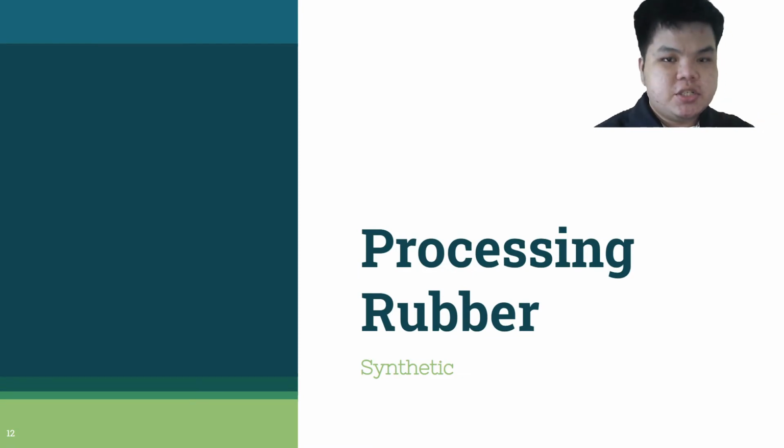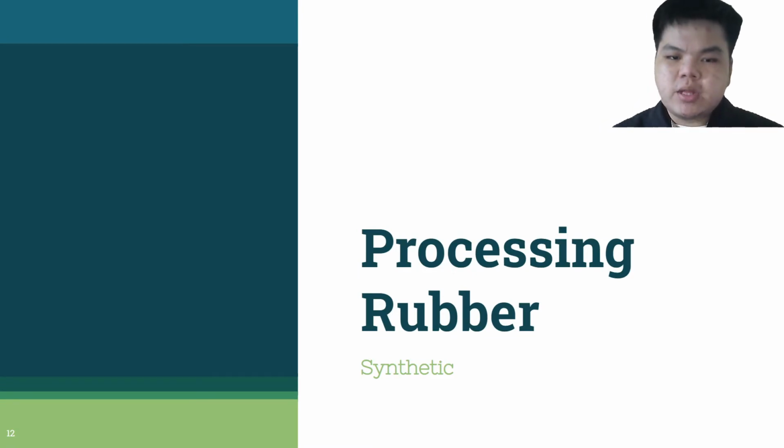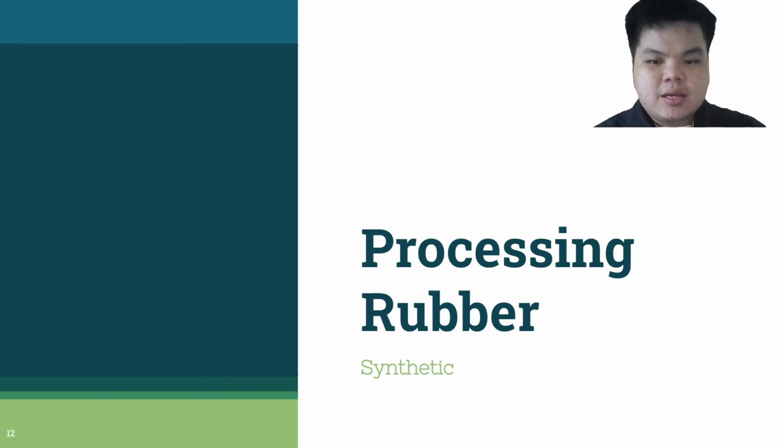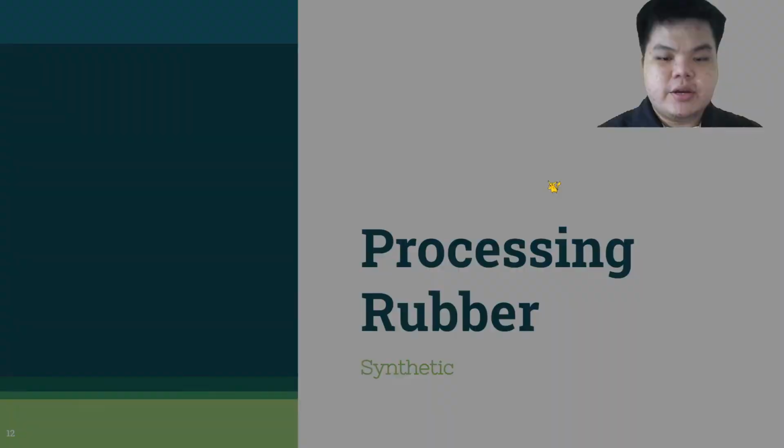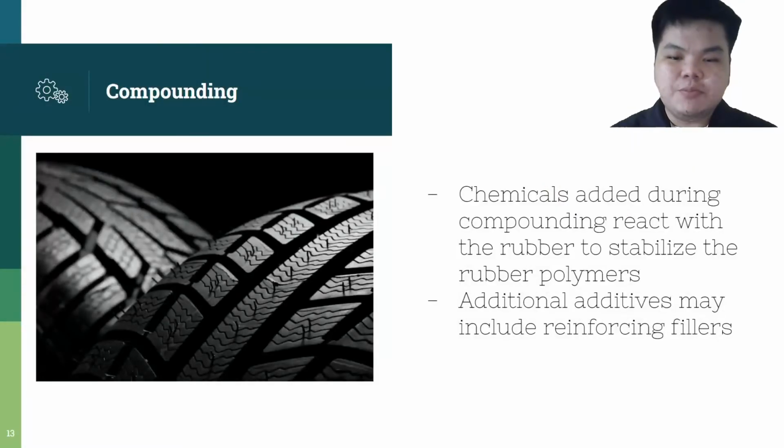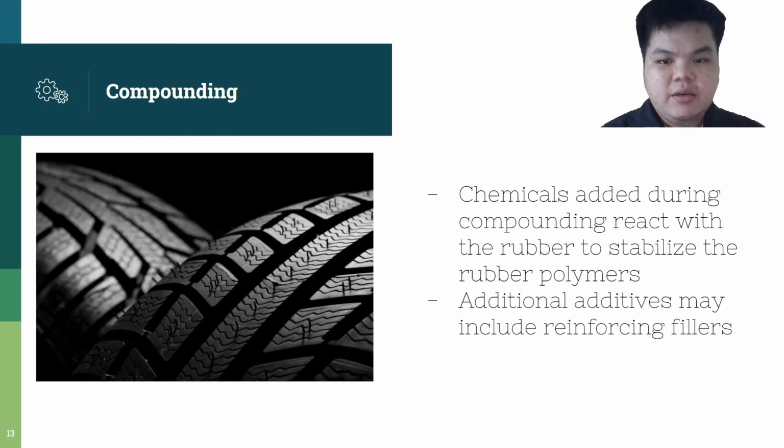Natural rubber changes with temperature, becoming brittle with cold and sticky or gooey when heated. Chemicals added during compounding react with the rubber during the vulcanizing process to stabilize the rubber polymers. Compounding adds chemicals and other additives to customize the rubber for a specific use. For example, in tires, the additives will increase the tire's traction and improve wear.